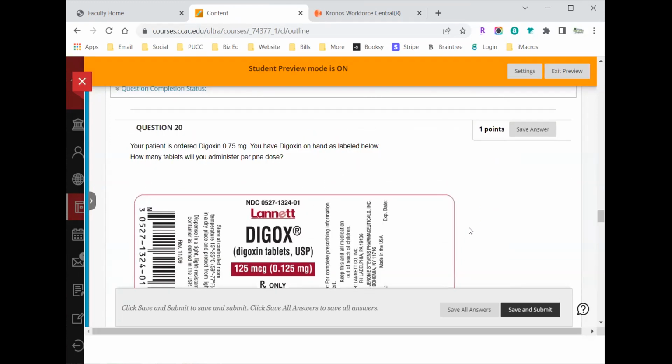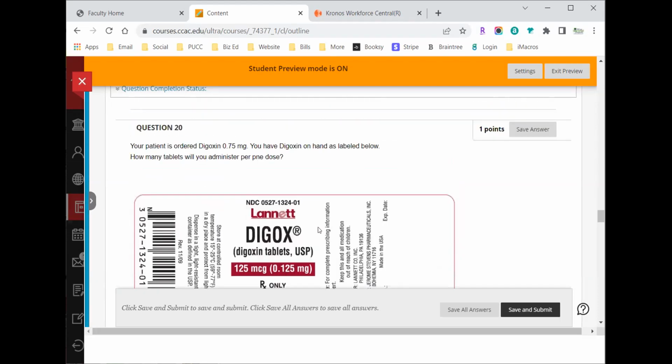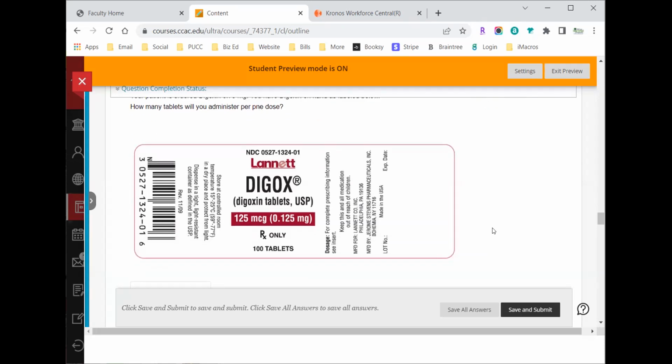All right, digoxin. The order is 0.75 milligrams, and you want to know how much per dose. You can see what we have available. It's in micrograms, but in parentheses, it's also in milligrams. So since the order is in milligrams, and we have milligrams listed as an option, that's the number you want to use. So you're going to take the 0.75 divided by the 0.125.